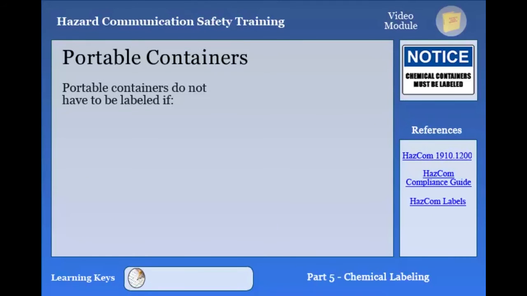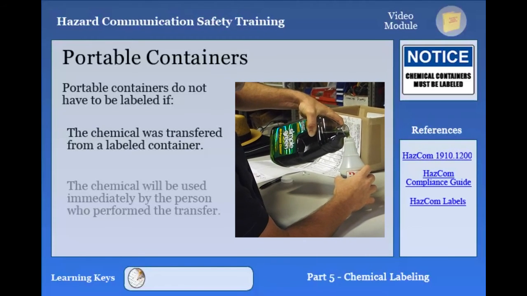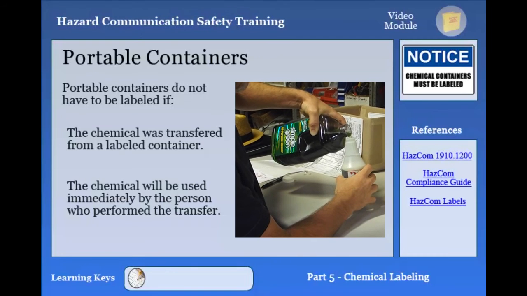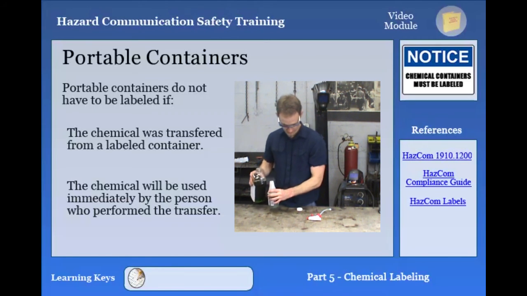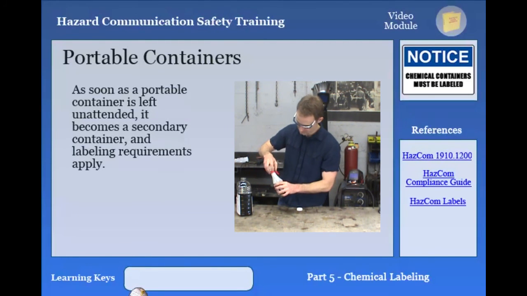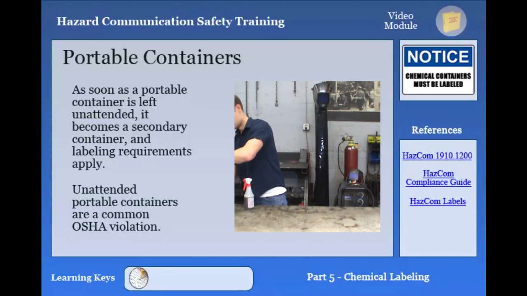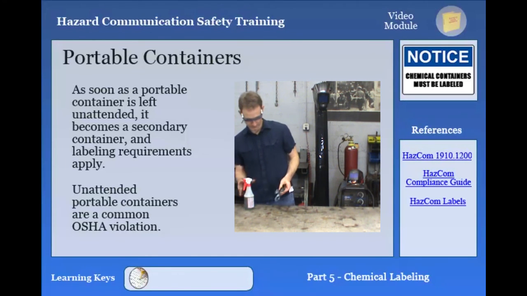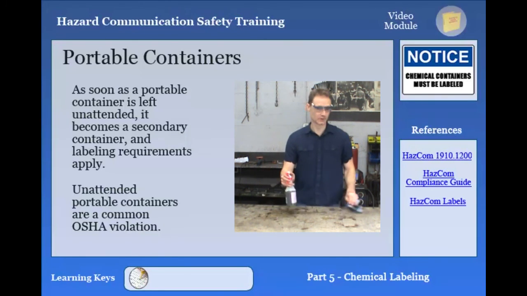Portable chemical containers do not have to be labeled if the chemical was transferred from a properly labeled container, and the chemical will be used immediately by the person who performed the transfer. Examples of this are pouring cleaners into a spray bottle, or transferring paint to a metal can or roller tray. It is important to remember that as soon as a portable container is left unattended, it becomes a secondary container, and labeling requirements apply. This is a common OSHA violation. While unlabeled portable containers are permitted, it is usually a good idea to just make sure every chemical container is labeled.